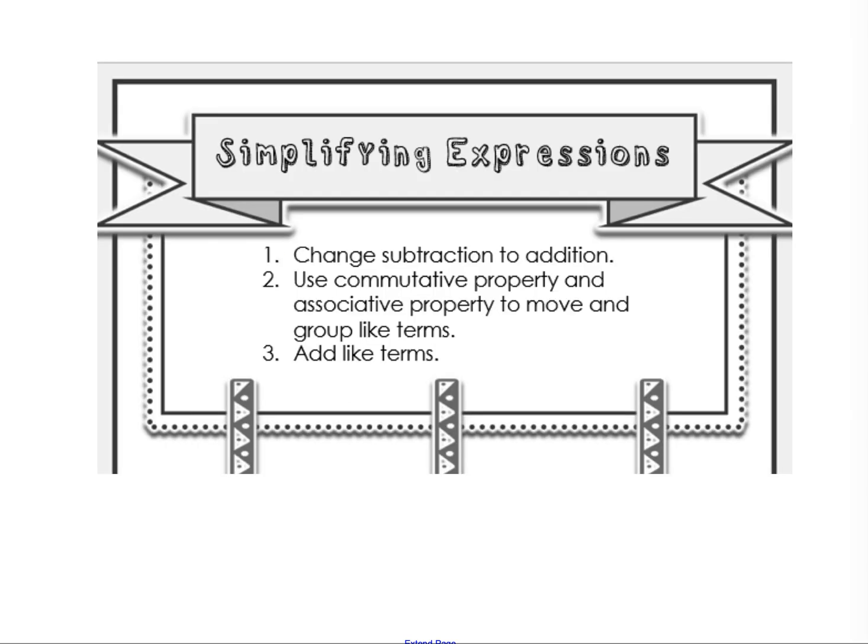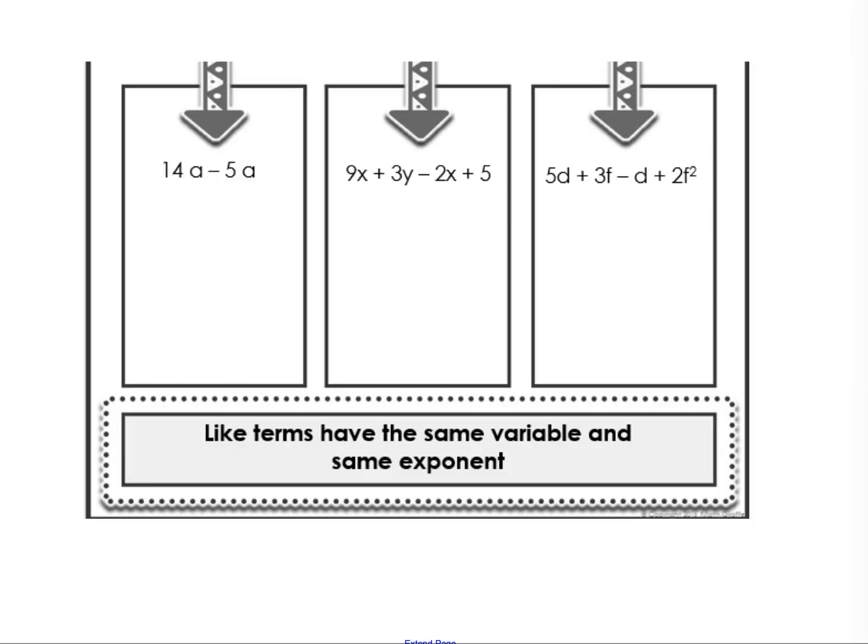All right, so simplifying expressions. Here are the steps we're going to use. We're going to change subtraction to addition if we see subtraction. We're going to use the commutative property and the associative property to move and group the like terms. And then our last step will be to add like terms. So those are the steps we're going to be using today.